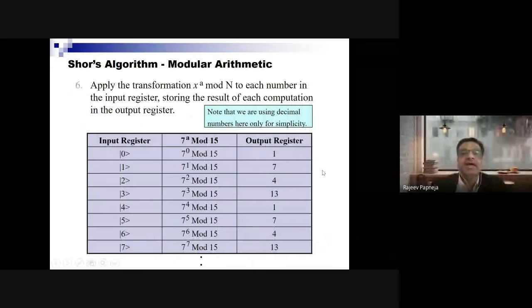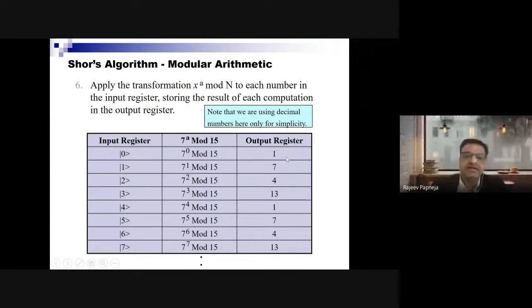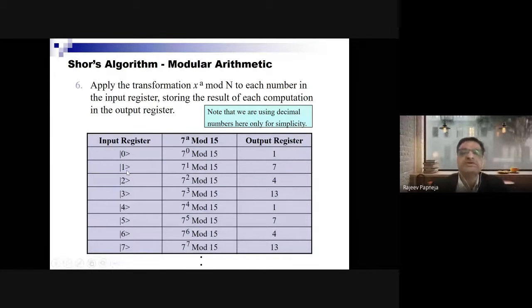Now we apply the transformation x raised to a mod n to each number in the input register. So let's take number 0. 7 raised to 0 mod 15 is 1. Then take number 1, and we go like this for each number in the input register up to 255. You will see that the output register gets a periodic pattern: 1, 7, 4, 13, 1, 7, 4, 13, and so on.